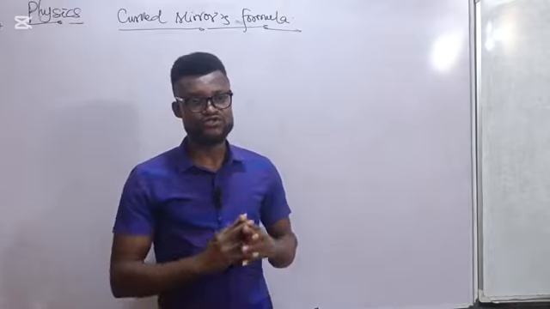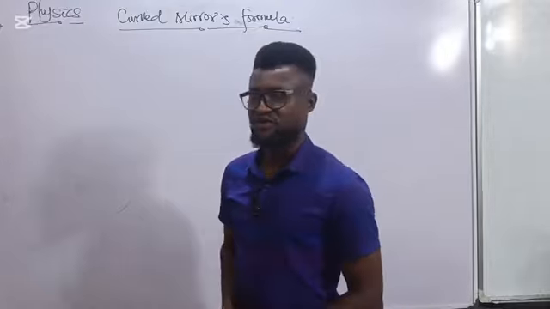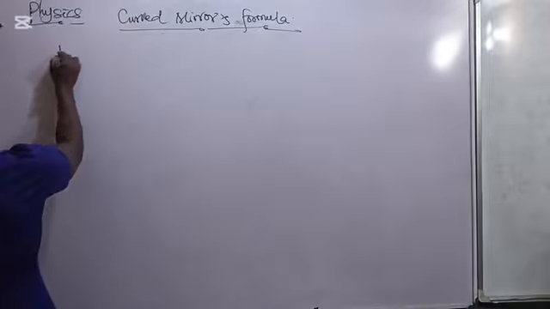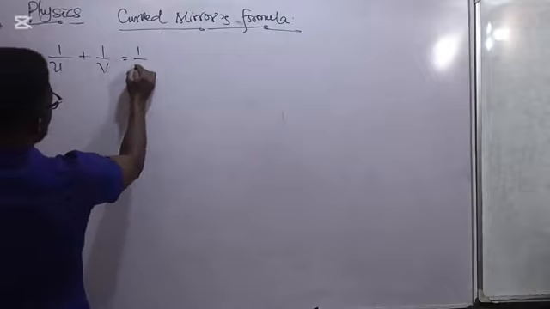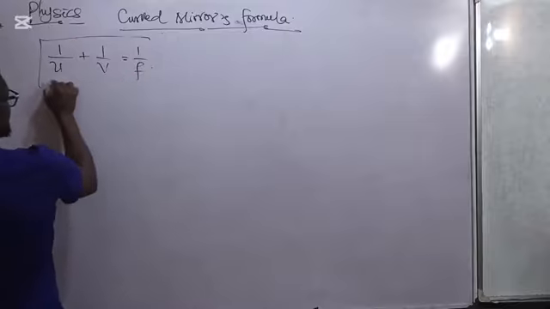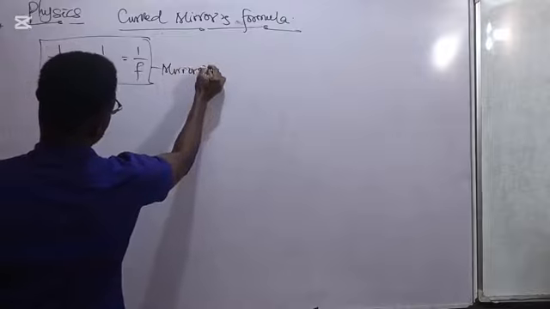Today we look into Mirror's formula. The curved mirror has a formula known as Mirror's formula, that is 1 over u plus 1 over v equals 1 over f. So this is what we call Mirror's formula.